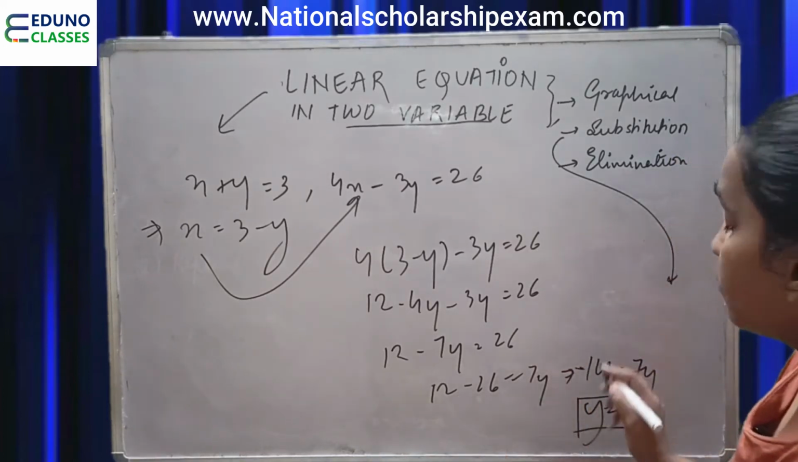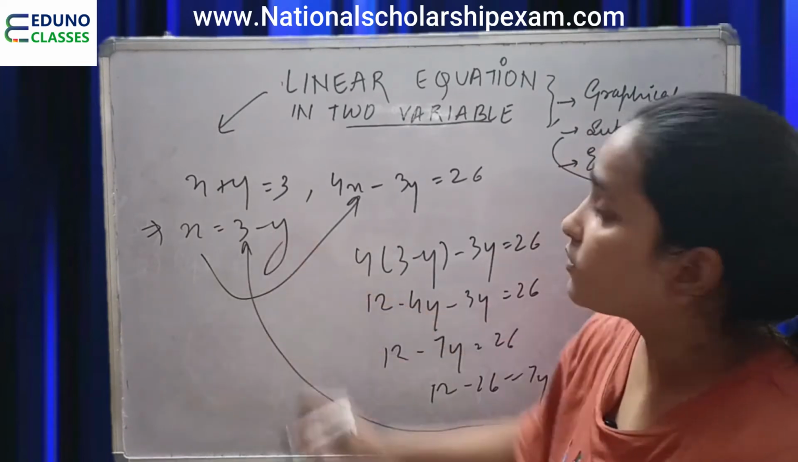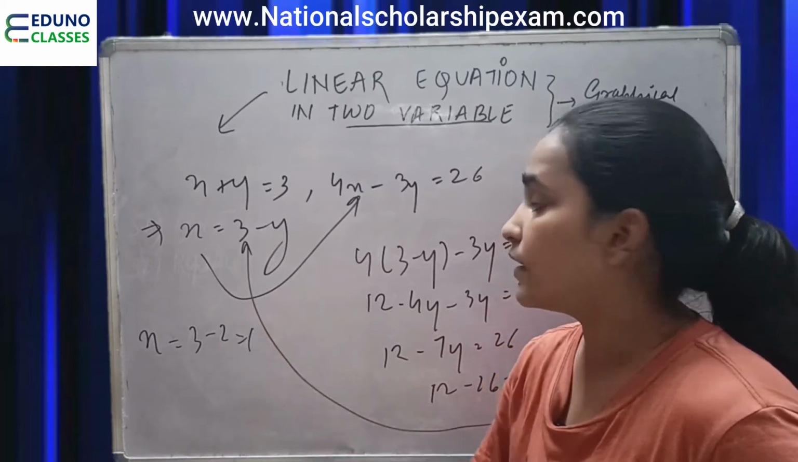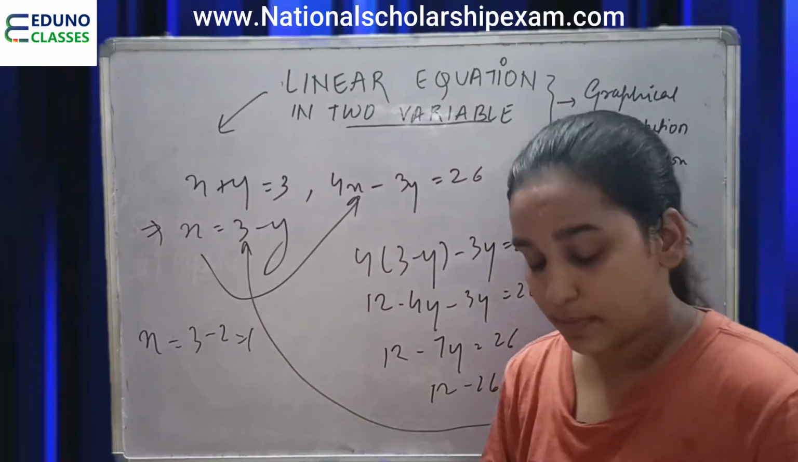Now y is equal to minus 2. And we know x is equal to 3 minus y. So x becomes 3 minus (minus 2), which is equal to 5. This is how we solve by substitution method.